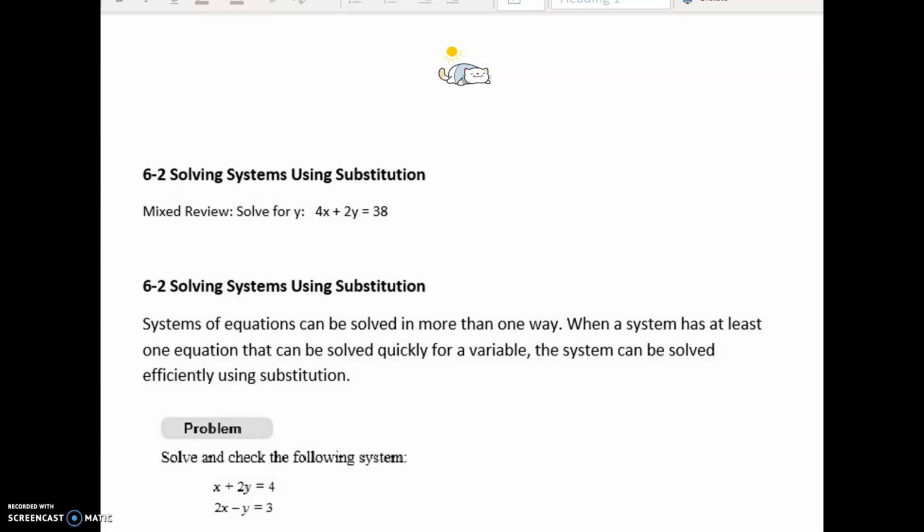Before we get started, there is one mixed review problem that I would like you to do. So if you want to go ahead and press pause, try it out, and then we'll come back together and the answer will miraculously appear.